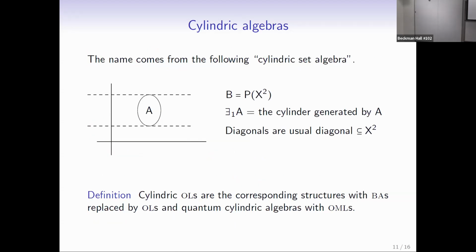The motivating example of cylindric algebras comes this way. Suppose you take X times X. My Boolean algebra is the power set of X squared, and for any set A, a subset of X times X, I make its cylindrification like that. The other cylindrification would go this way. Of course, the diagonal would be that. This is a two-dimensional cylindric set algebra. The corresponding quantum structures are cylindric ortholattices, with Boolean algebras replaced by ortholattices, and quantum cylindric algebras, with orthomodular lattices.